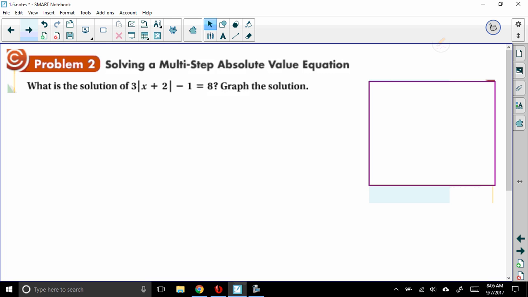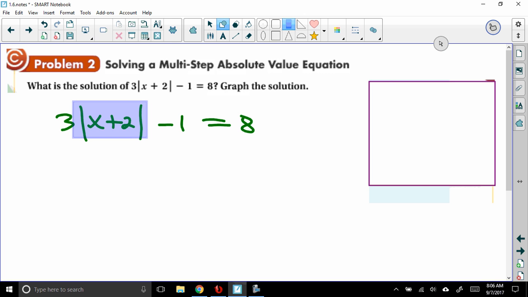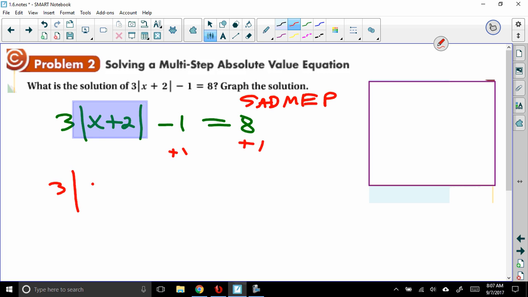So the deal is, what I mean by that housekeeping is that when you solve equations, you want to get the variable by itself. When you solve absolute value equations, you want to get the absolute value expression by itself first. Make sense? So just like before, we're going to do PEMDAS backwards, or SADMEP. So I'm going to go ahead and add the 1. So I'll get 3 times the absolute value of x plus 2 is equal to 9.